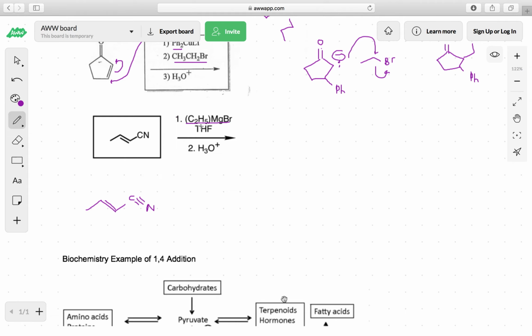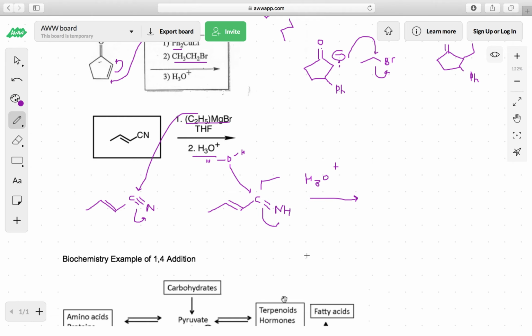Oh wait, whoops, messed that up. It's going to attack here. And that's going to kick up this pi bond over here. So this negative charge gets protonated, and we have our ethyl just sticking off over here. And now we have acid. And if you guys remember from your iminium unit that if you add acid to an amine, it gets hydrolyzed to a ketone. So what's going to happen is the water is going to come in, and it's going to attack over here and push up this pi bond.